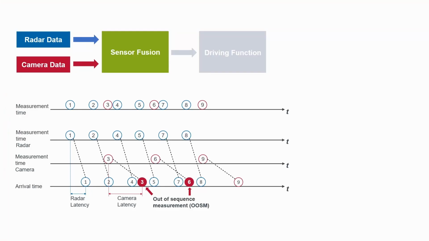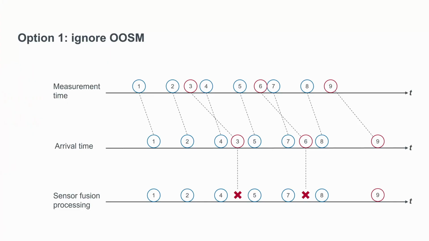Let's recap the OSM situation in this 2-sensor system. The camera measurements 3 and 6 are now out of sequence. Now let's take a look at the first solution. As shown here, measurements 3 and 6 are simply ignored and not input to the sensor fusion system. This will not trigger an OSM issue, but at the risk that the environment model might not be updated by the particular sensor for a long time, especially if that sensor is systematically delayed. The sensor fusion would be partially disabled for this path.